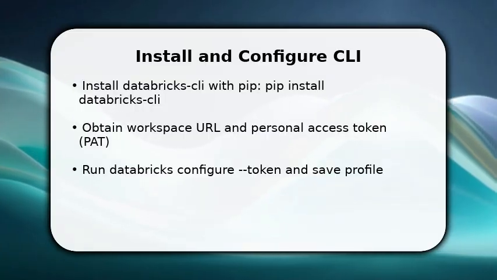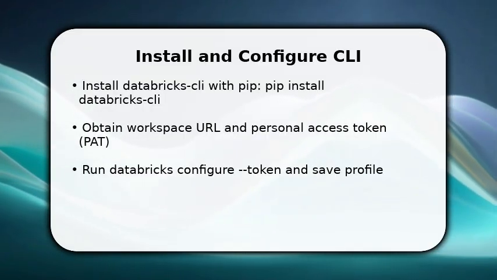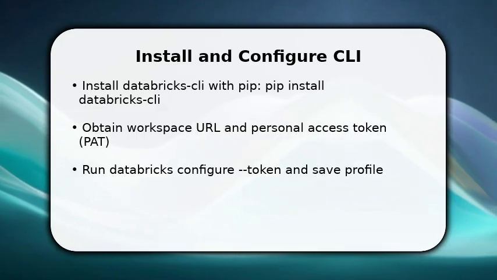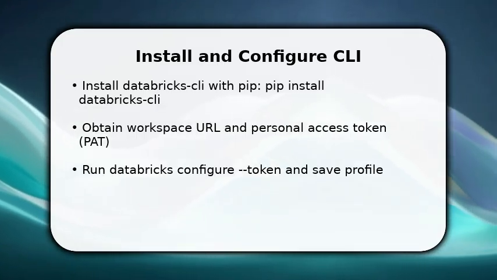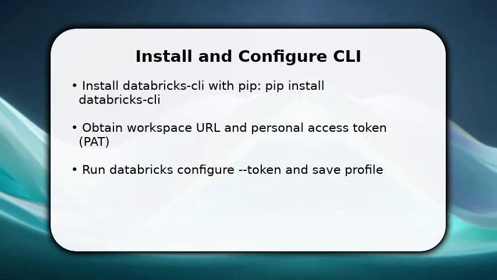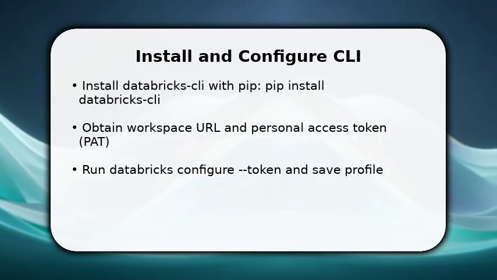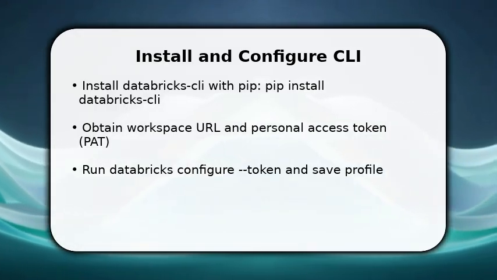Now run databricks configure --token, enter the URL, paste the token, and name a profile. This step ties your local CLI to the workspace. Make sure the profile name is memorable so you can reuse it across commands.